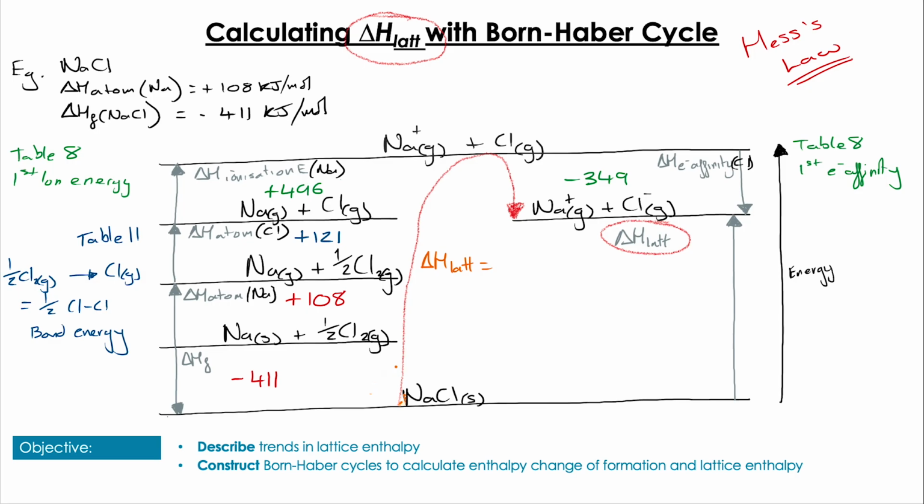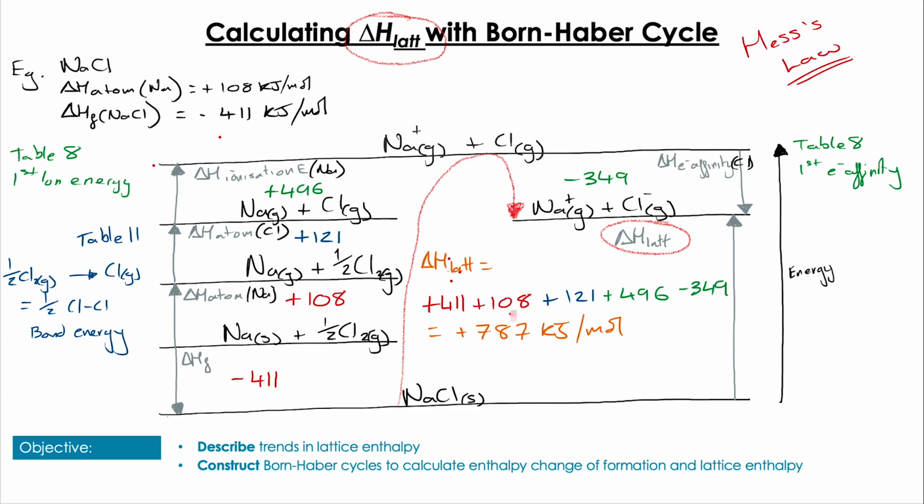Just remember that if we go against an arrow, just like with the simple thermochemical cycles, we're going to flip the sign, and if we go with an arrow, then we're going to add it. So we get lattice enthalpy equals plus 411 for the enthalpy of formation, plus 108, plus 121, plus 496, and minus 349, which equals plus 787 kilojoules per mole for the lattice enthalpy.